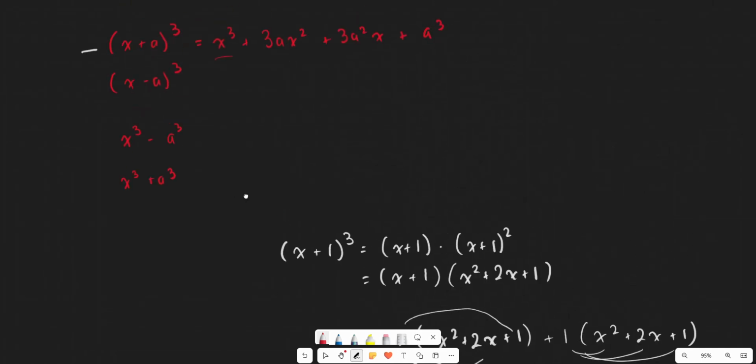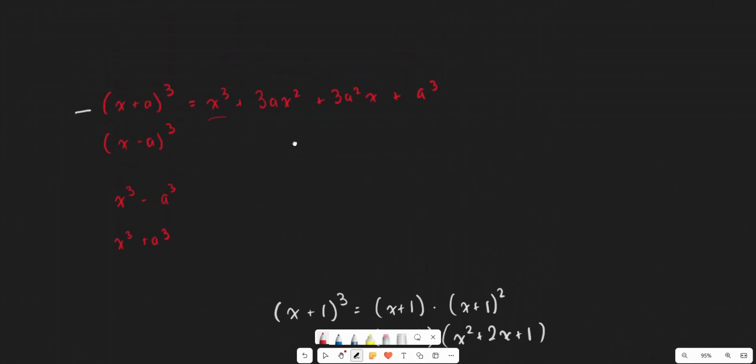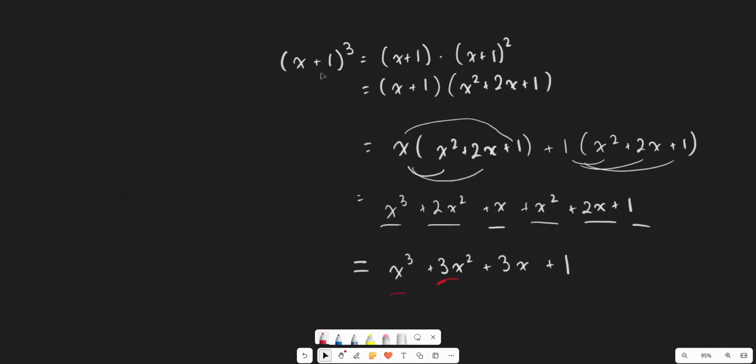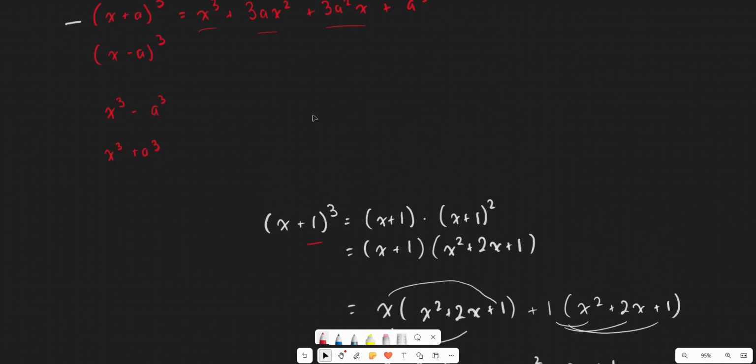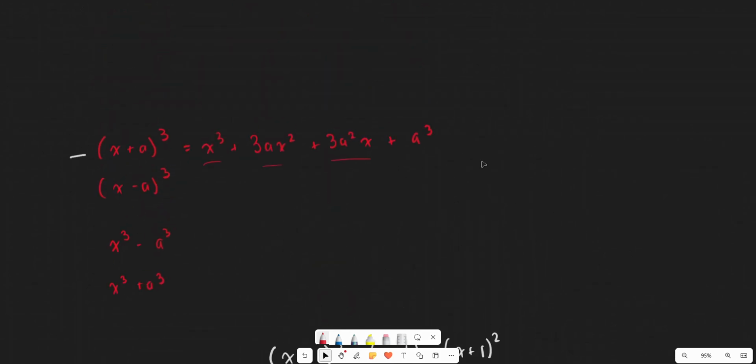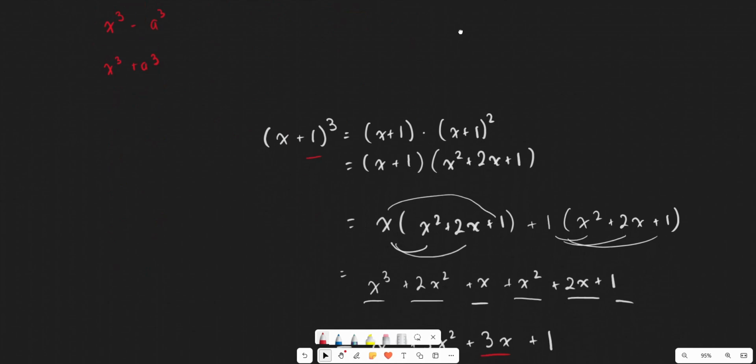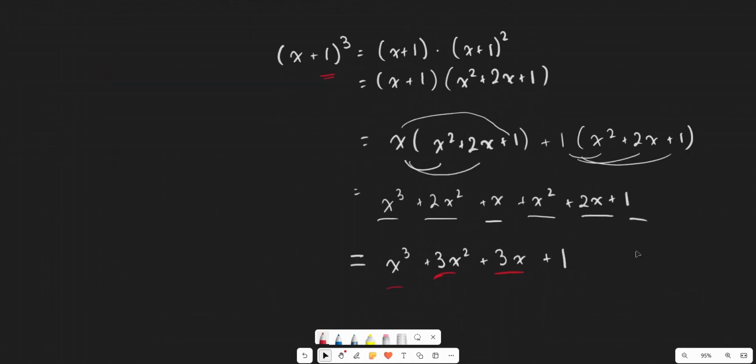And then let's see the third term. So 3a squared x. So that means we would have 3 times a, which is 1. So 3 times 1 squared times x, and that's what we got here, which is 3x. And then our last term is a cubed. And we also got a cubed here because of the 1. Here we had a is 1, and then it was 1 cubed. So yeah, that's what we got.